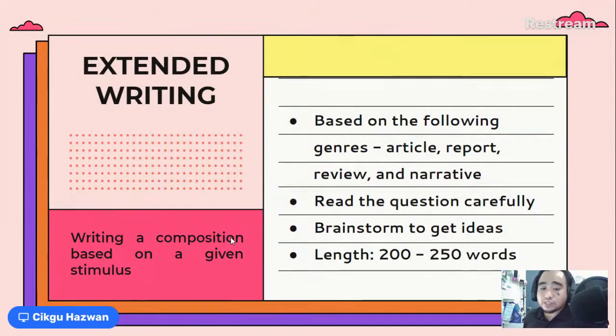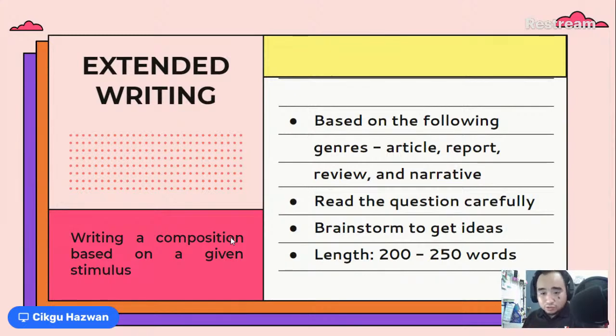As usual, we have to read the question carefully and brainstorm to get ideas. The brainstorm, as we mentioned from the early beginning of this session, always use the WH questions. I don't specify whether you want to use mind map ke, you want to use bubble map ke, tulang ikan ke. That is up to you on how to do your planning. As long as there is a simple plan to help you to write.